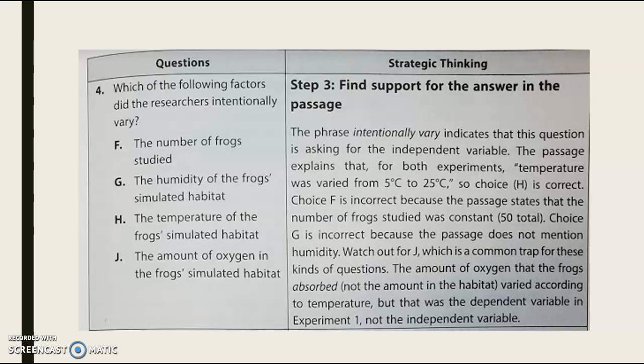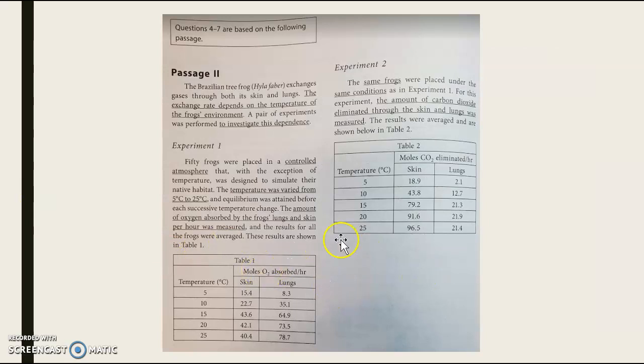Looking at question 4, it's asking which of the following factors did the researchers intentionally vary? So we have to be thinking, what did they change and what did they measure? So if we look at our provided data, both in table 1 and table 2, we have to think about what are they changing and what are they measuring. Based on both table 1 and 2, they are definitely measuring how much oxygen is being absorbed per hour in the skin and lungs and how much CO2 is being eliminated each hour in the skin and lungs. Now, what are they changing to measure these values?